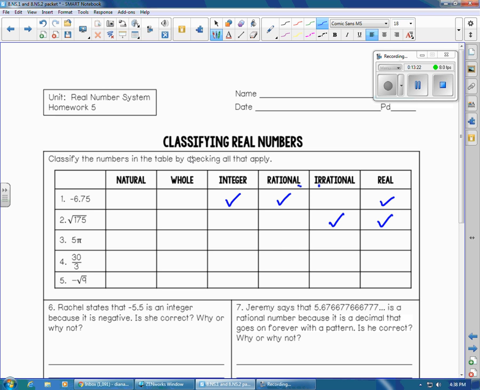5 times pi. You know what? Why don't you do the next 3 and then come back and check your work. So pause the video real quick, check the boxes for the next 3, see how you do, and then come back and check your work.